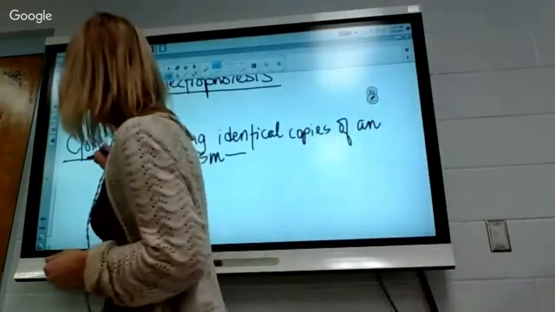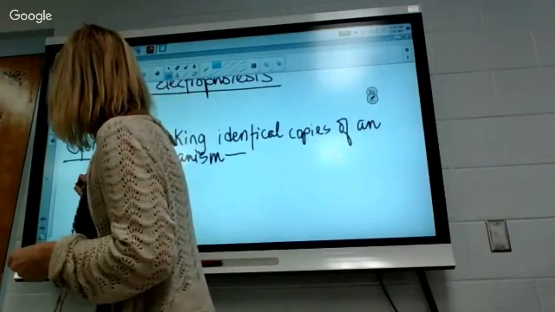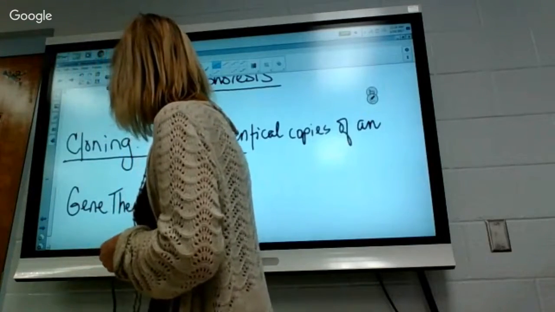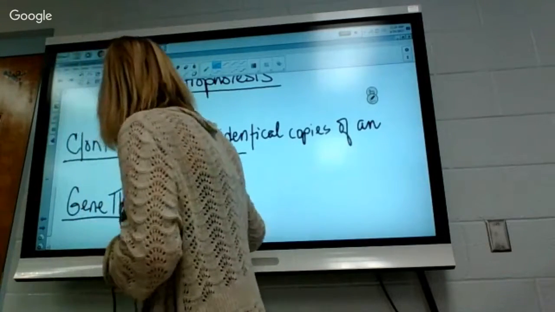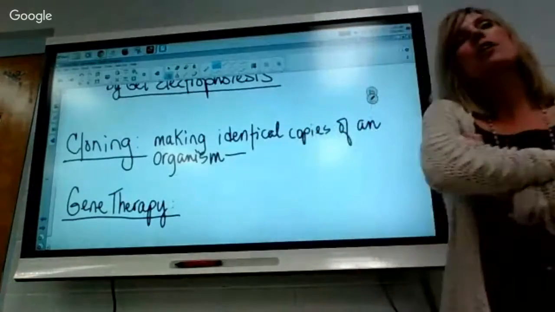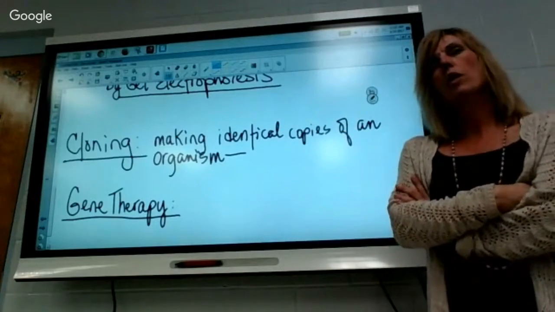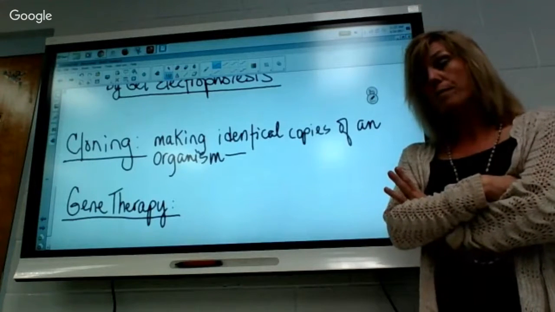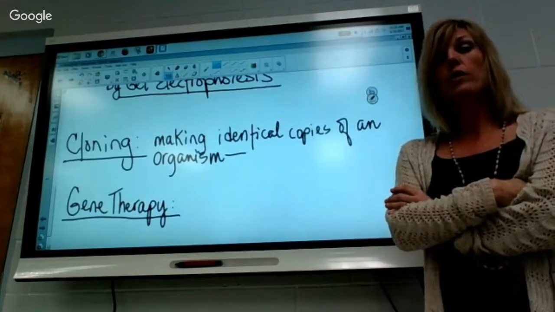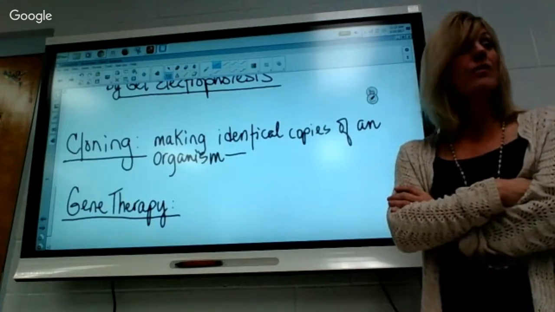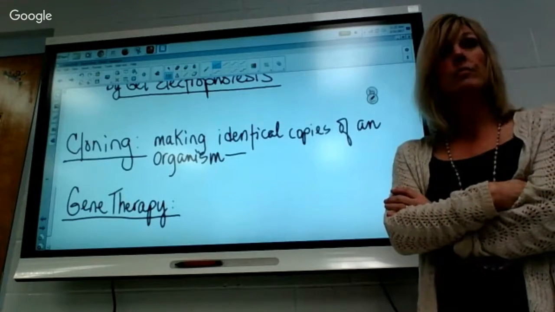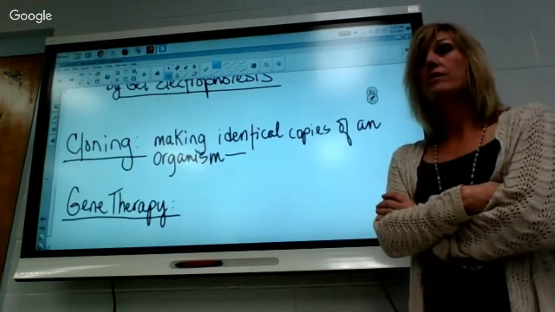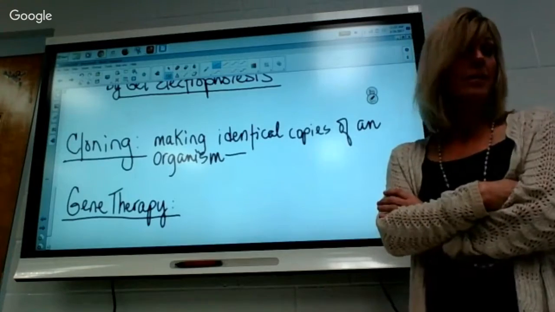All right, so we have cloning, and the next one is gene therapy. Gene therapy is kind of new. It doesn't work extremely well yet, and for some diseases, it's going to work better than others. This is where somebody has a genetic disease and you try to fix it by giving them the correct gene. The medicine tries to fix the mutation, so that way you don't have the disease anymore.